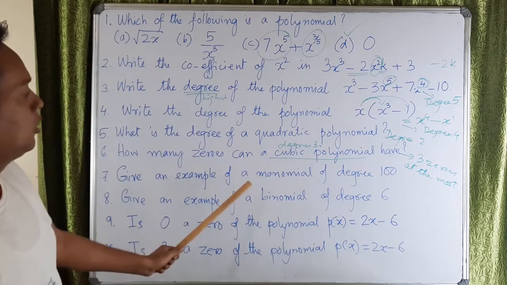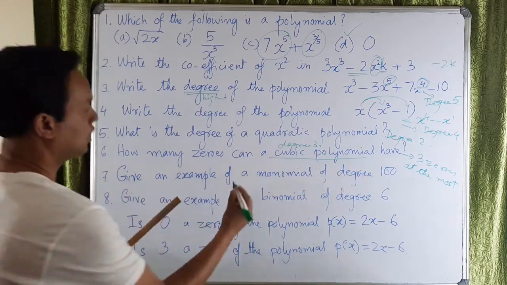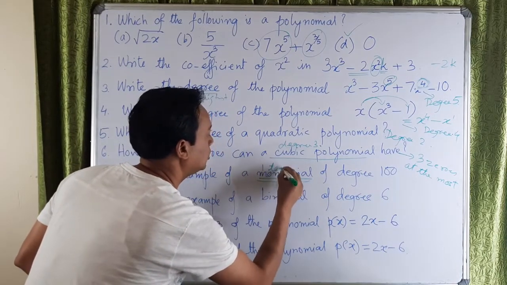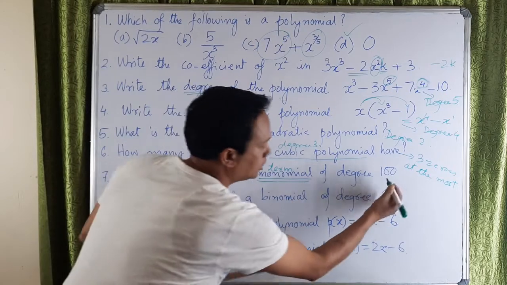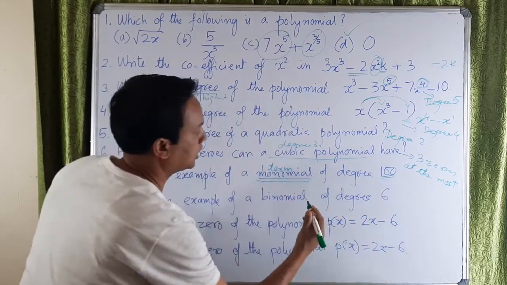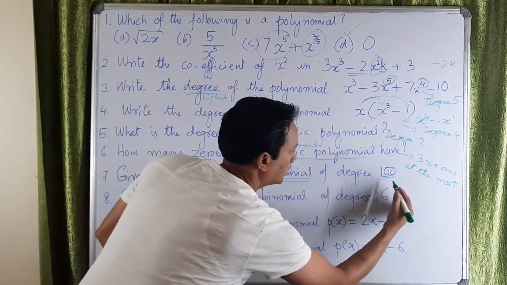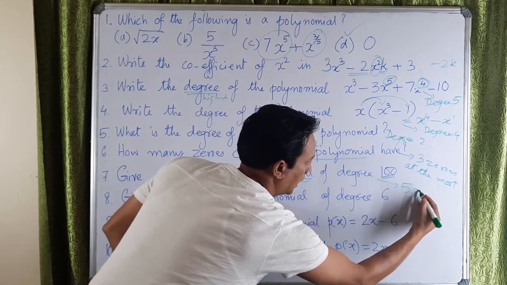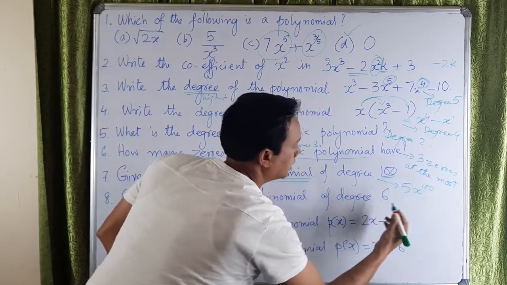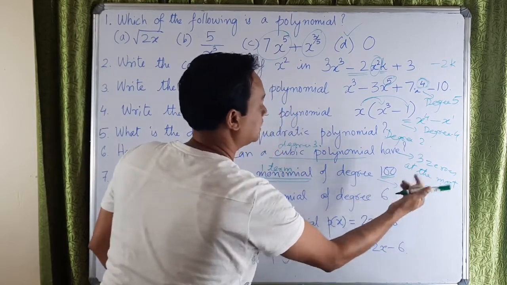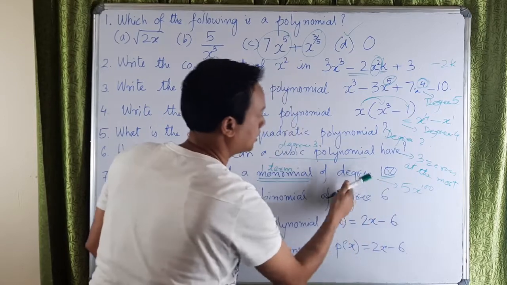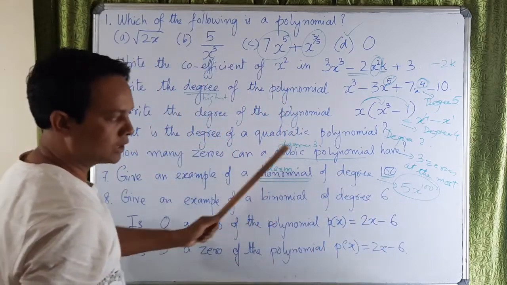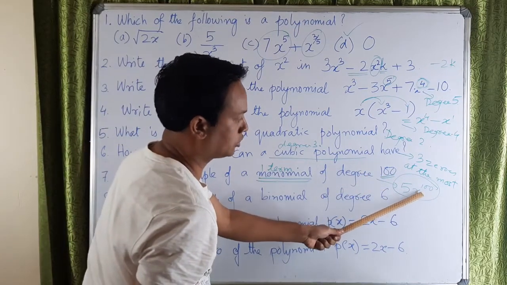Now, give an example of a monomial of degree 100. Monomial, we understand, means only one term. And the degree should be 100. Degree means highest power should be 100. So you can write anything you like. Say, for example, I can write any number in front, like 5, and x to the power 100. This can be any number, but this power should be 100. There should be only one term, because I said monomial, and the highest power of x should be 100.